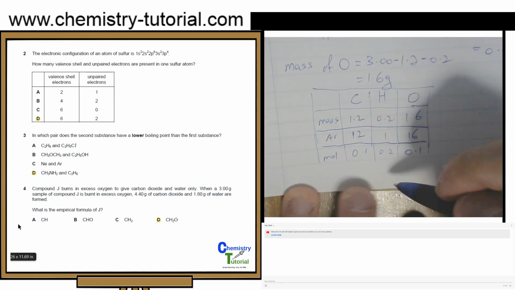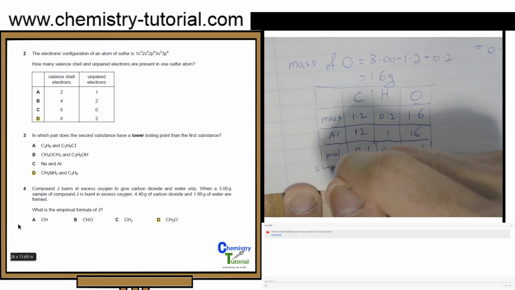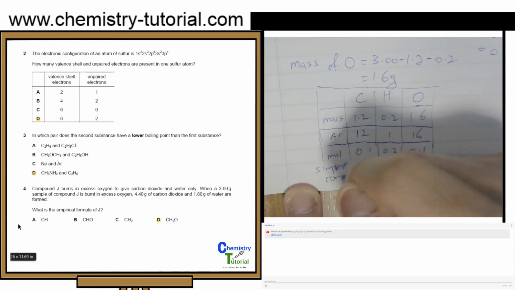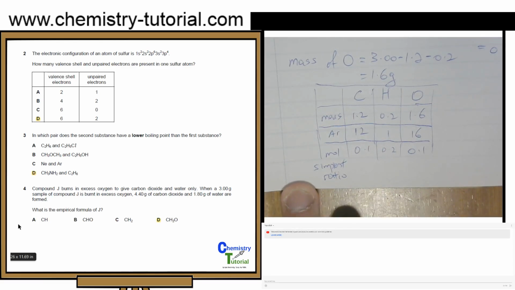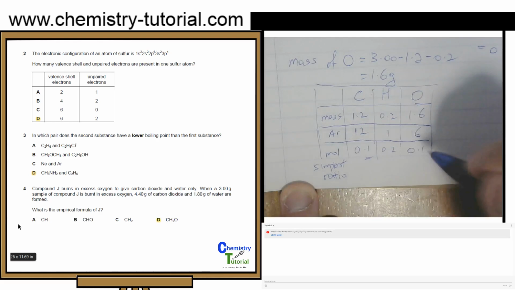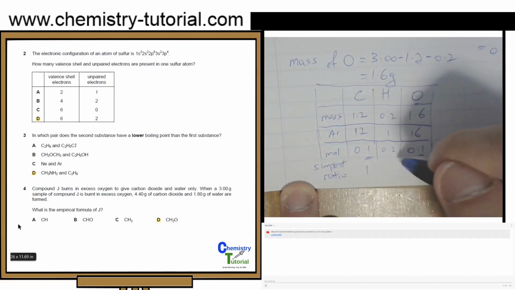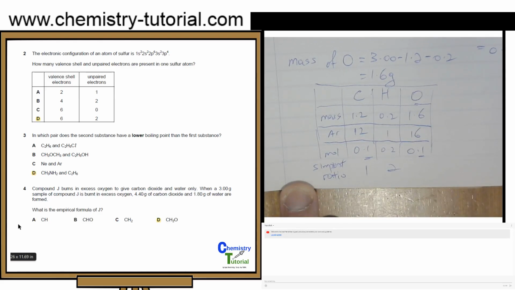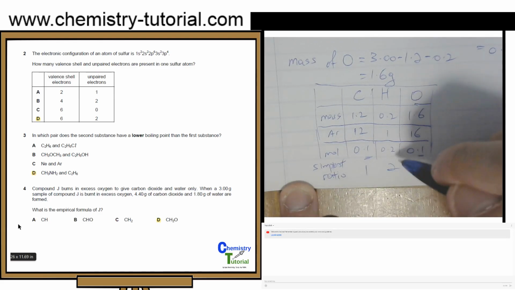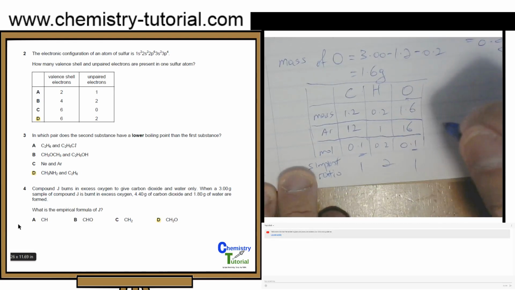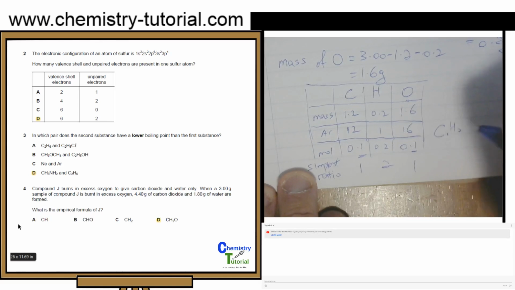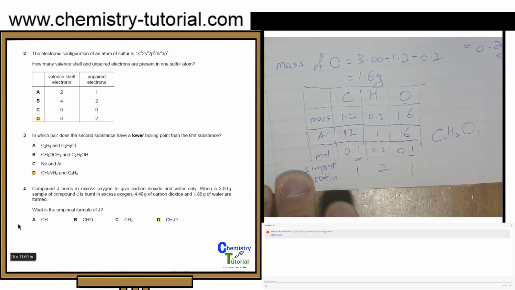So we need to find the simplest ratio. To find the simplest ratio, we need to divide by the smallest number, which is 0.1. Hence, 0.1 divided by 0.1 is 1, 0.2 divided by 0.1 is 2, and 0.1 divided by 0.1 is 1. Hence, our empirical formula will be C1H2O1. Hence, the answer is option D.